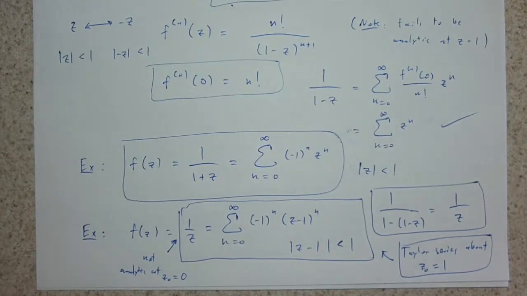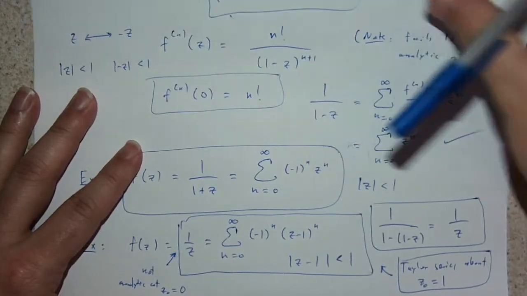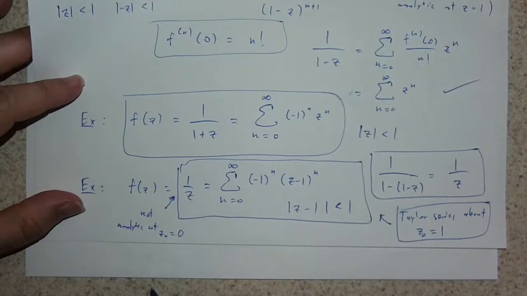Okay, that thing is not analytic at 0, and so doesn't have a Maclaurin series expansion. But it does have a Taylor series expansion about another point. All right, one more, and this is going to tell us exactly where we're headed here, right? Because notice this thing does not have a Taylor series expansion about z naught equals 0.